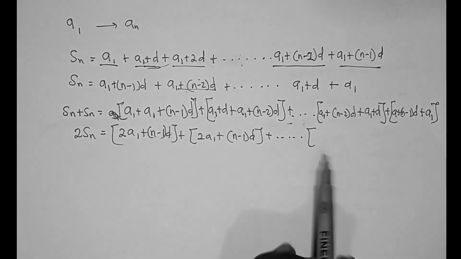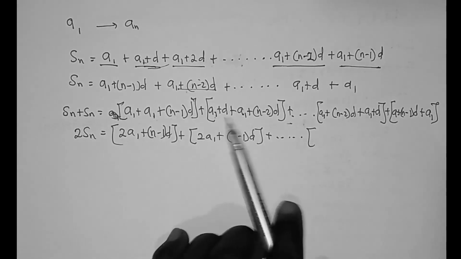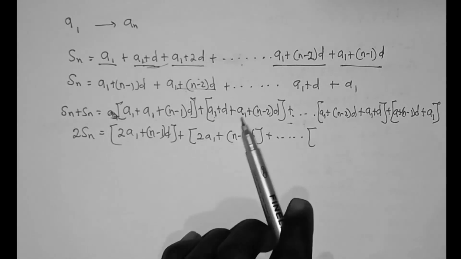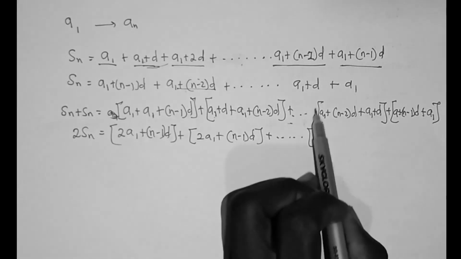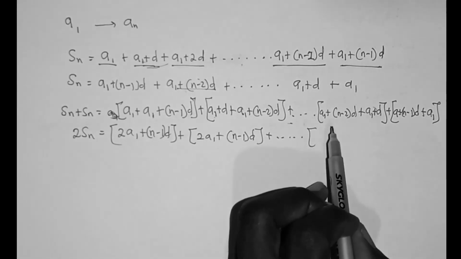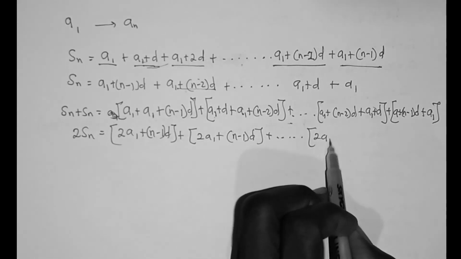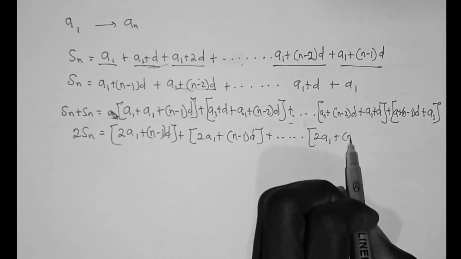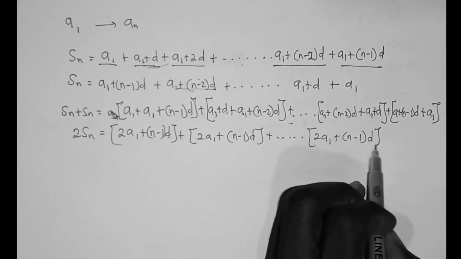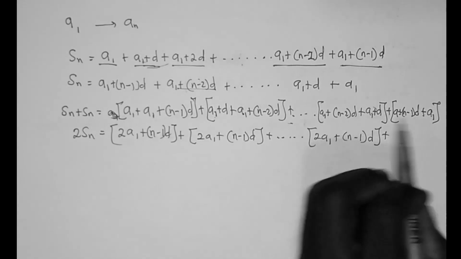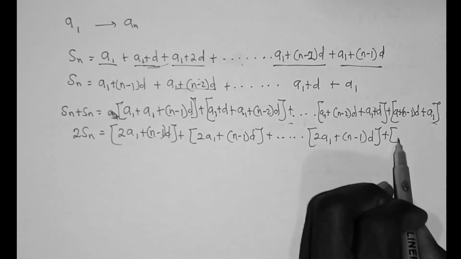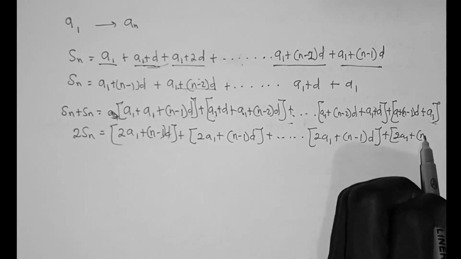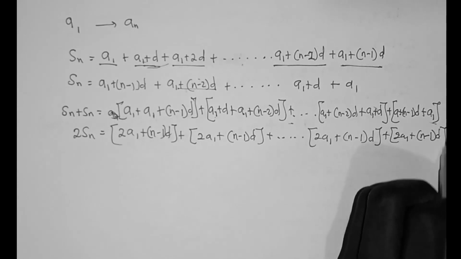a1. So you see that this looks like this. This bracket looks like this bracket. So it becomes a1 plus a1 is 2a1. Then (n minus 2)d plus d is plus (n minus 1)d. It will be the same thing for the last term, which is 2a1 plus (n minus 1)d.